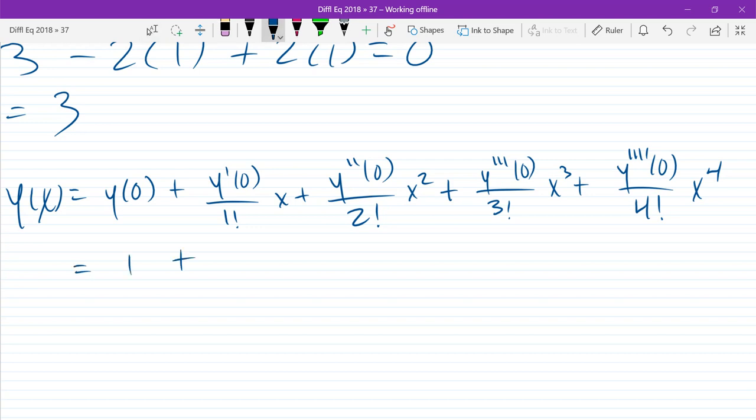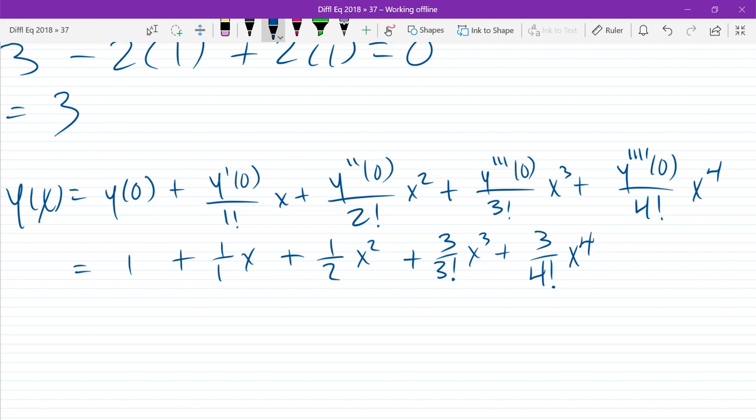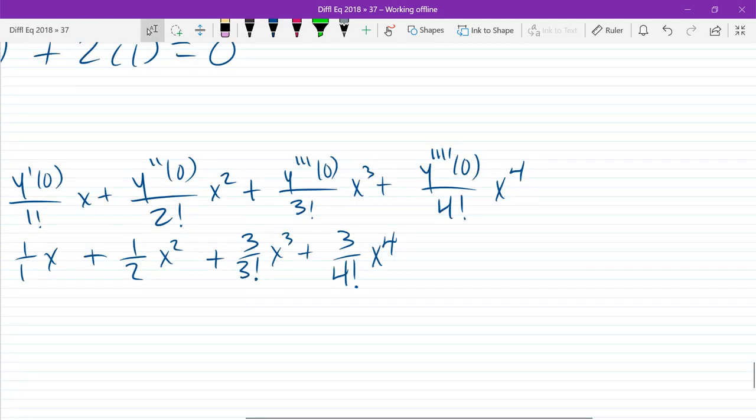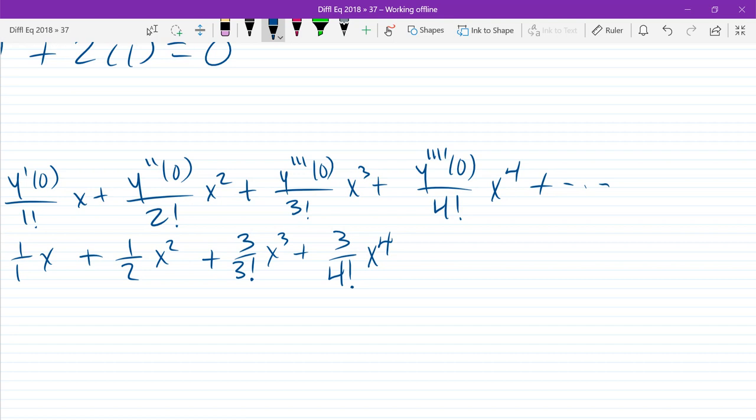So we got 1 plus 1 over 1 x plus y double prime, I think it was 1 x squared, y triple prime was 3. So we got 3. Again, we got 3 over 4 factorial x to the 4th. Now, there are more terms, so I'm just going to write plus dot dot dot. Don't want to ignore those. We're just not going to worry about them now.